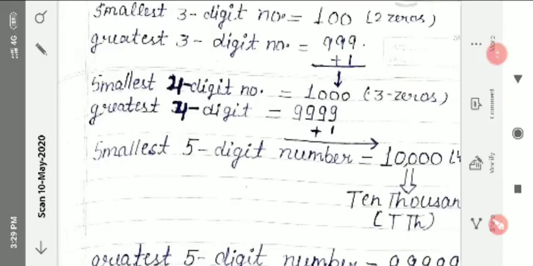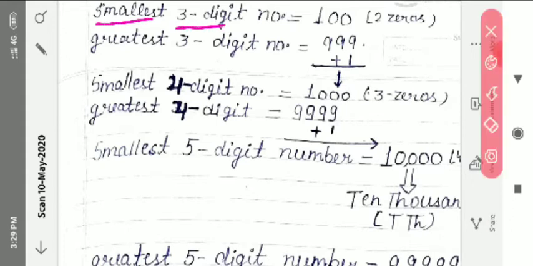As in the previous class, you have learned up to 3-digit and 4-digit numbers. So firstly, we will revise those numbers. The smallest 3-digit number is 100. In 100, how many zeros are there? 2 zeros. Then the greatest 3-digit number is 999, 9 three times.